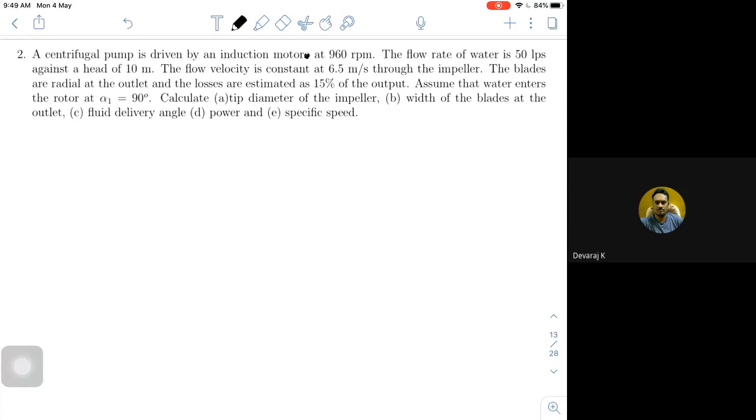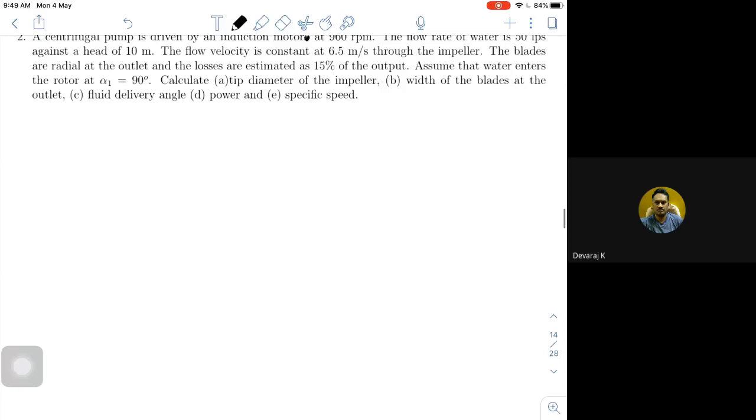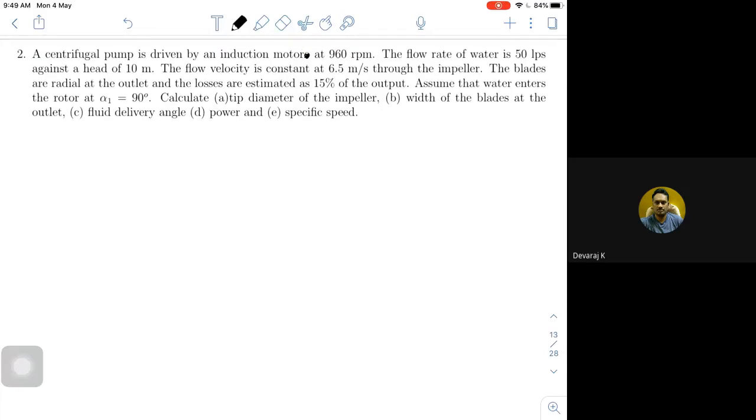Against a head of 10 meters. So that is your manometric head. See, the working head is always your manometric head. It's working under the manometric head. The flow velocity is constant through the impeller. The blades are radial at the outlet and losses are estimated as 15% of the output.